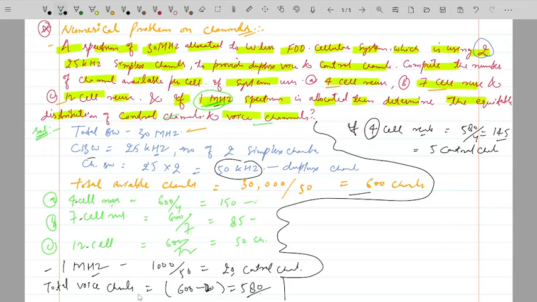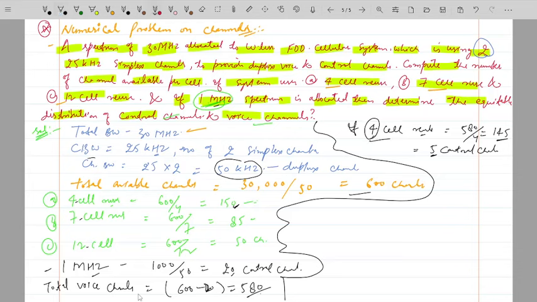If we divide the 600 total channels by 4, we will get 150 channels. Out of 150, 145 are used for the voice channels, and these 5 channels are used for the control channels in case of 4 cell reuse.